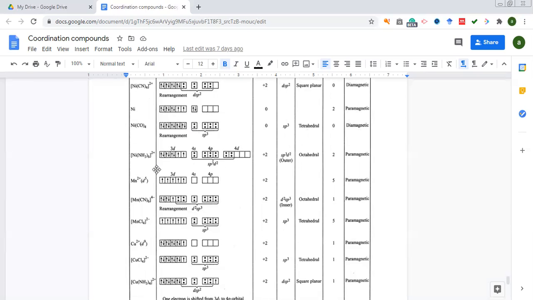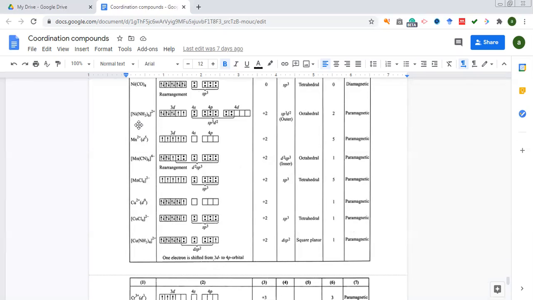Okay, next, nickel can form coordination number 4 and coordination number 6 compounds. Up to now we have discussed the coordination number 4 nickel complex compounds. Now we are going to discuss the coordination number 6 nickel complex compounds. The example is [Ni(NH3)6]2+. In this case, what is the charge of nickel? Obviously plus 2. What is the outermost electronic configuration of Ni2+? That is 3d8. So how many electrons does it have? 8 electrons in the outermost shell.